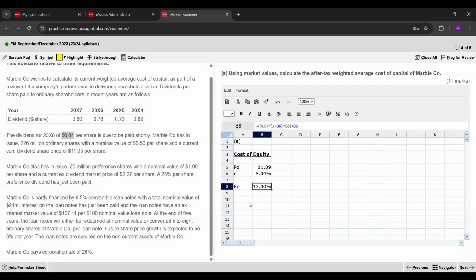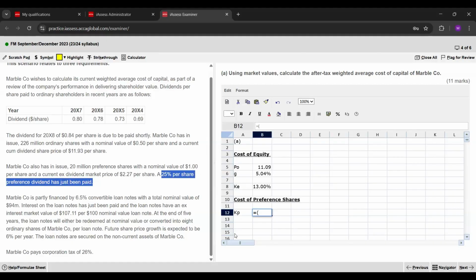Next, cost of preference shares. How do you calculate it? KP equals simply the preference share dividend divided by the market value of the preference share. So what is the preference share dividend? $1 is the nominal value. A 25% per share preference dividend has just been paid. So that is $1 into 25%.